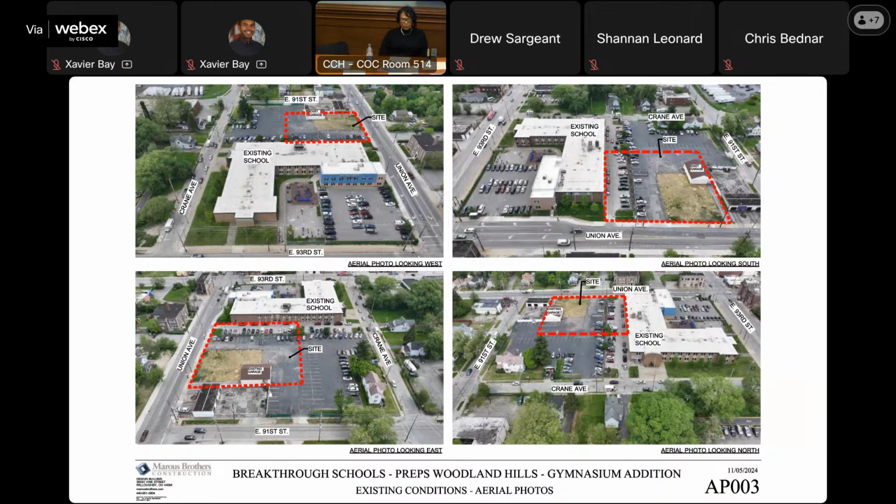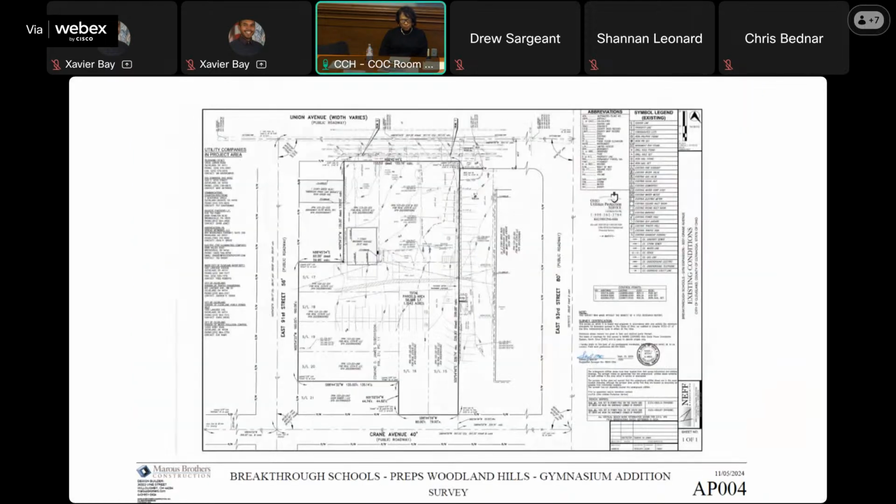The next slide is just the survey. It shows there are multiple parcels here which are currently going through survey for the lot consolidation. So that's in process. The lot consolidation will need to be in place before the final permit is issued. This is currently in for permit for foundations and underground work and rough grading only. And we'll be submitting a separate permit package for the rest of the construction.